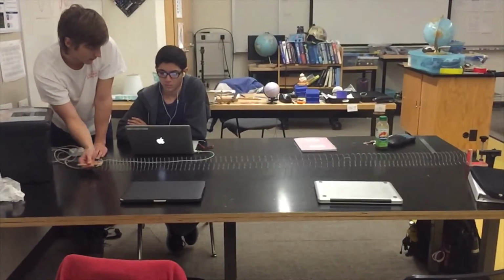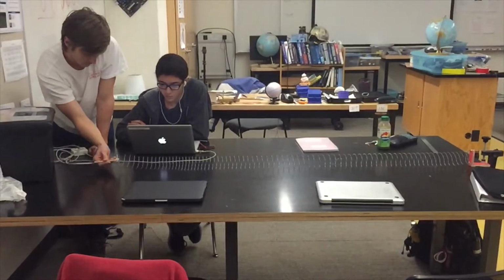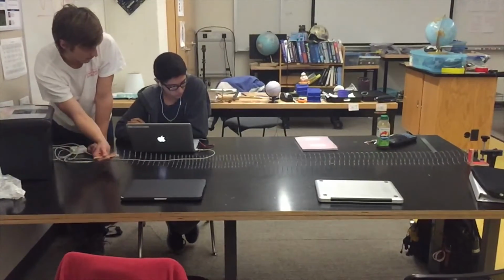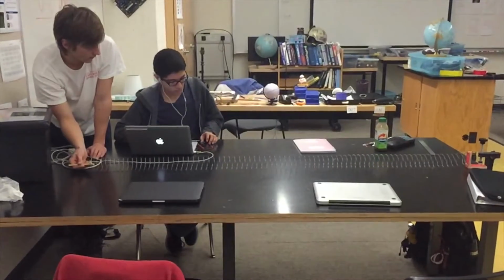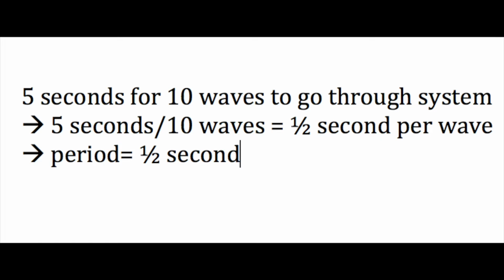Think of each coil as a particle passing along energy to the next. The slinky is the medium and the wave is the actual energy transfer through the slinky. We know how long it takes for one wave to move a whole wavelength, which is known as a period. By measuring the normal motion video, Wyeth found that it takes 5 seconds for 10 waves to move through the system, meaning that the period is a half a second for a wave to move a whole wavelength.